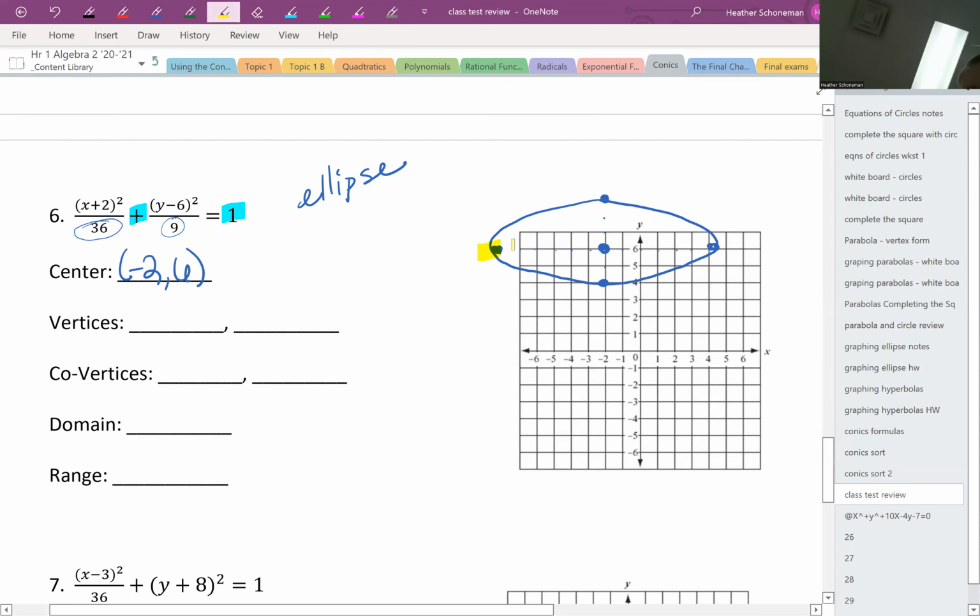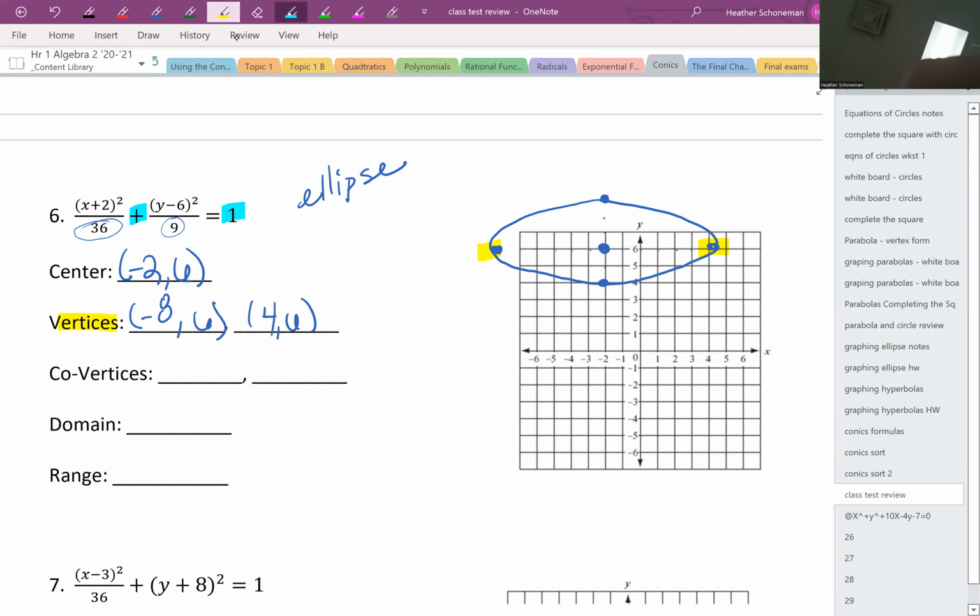And then we can connect our points. The vertices are on the longer axis, so they're the left and right. So this one, well, if this is 7, one more would be 8. So it would be -8, 6. And this one is going to be 4, 6. And that was the vertices on the longer axis.